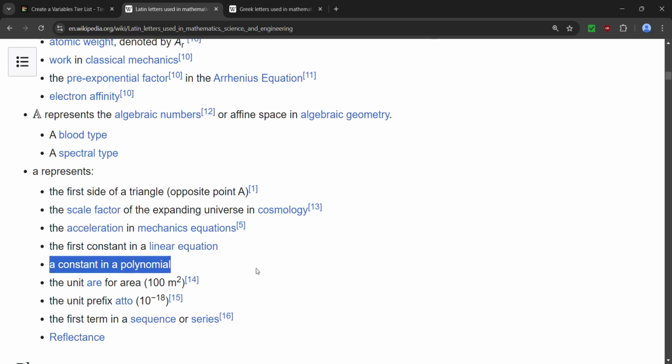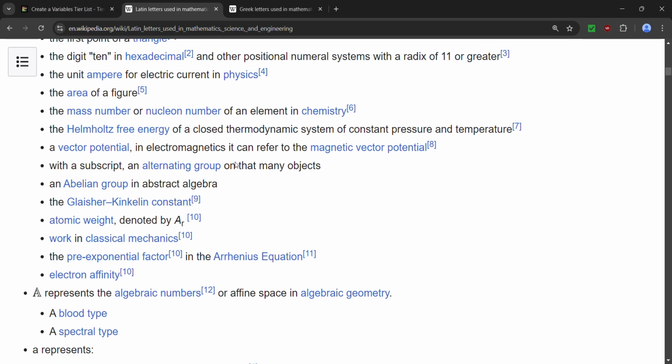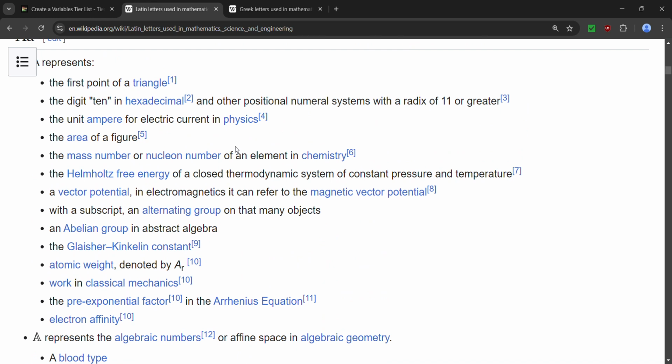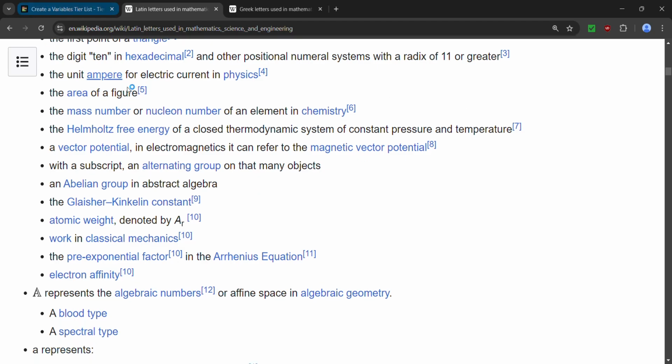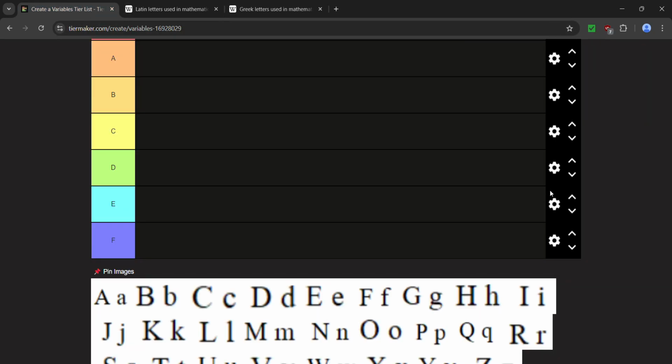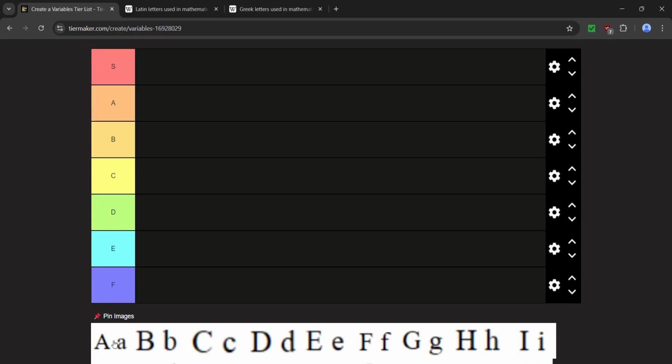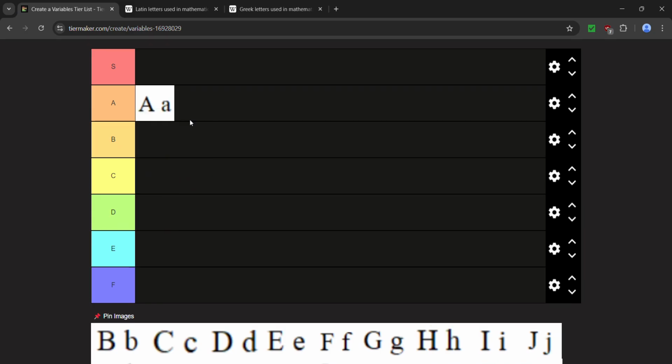What else do we got? Constant in the linear equation and constant polynomial doesn't exactly count. The rest of these are not too interesting, but I think mainly just for the acceleration and the area, and a couple other good things here. I like the mass number. I like amps. So with all of that, I don't think there's any other place to put it besides A tier. I know, a little bit cliche since it's A and this tier is A, but I think that's where I'm gonna have to put it, right?